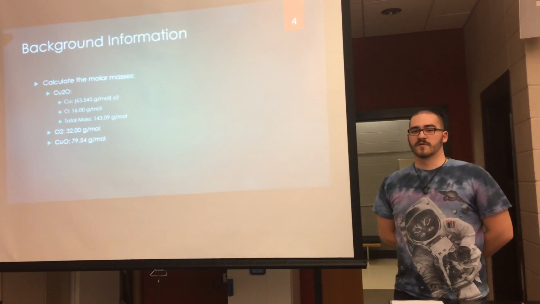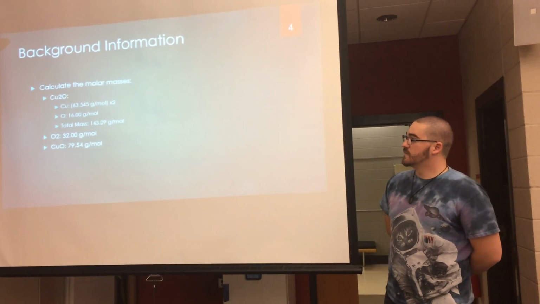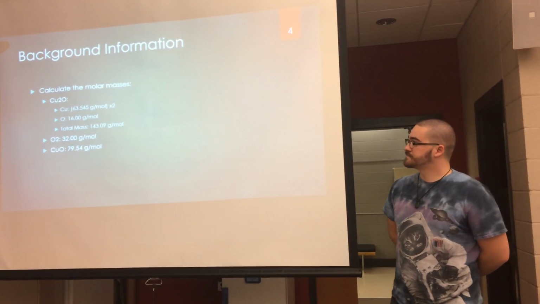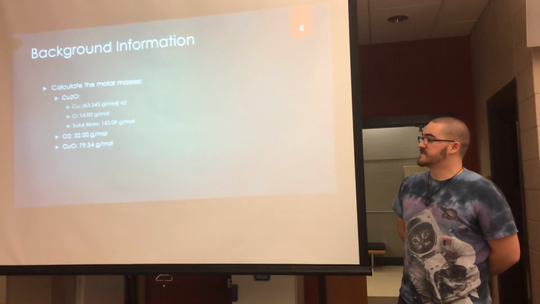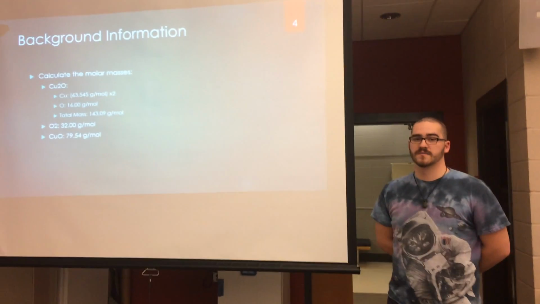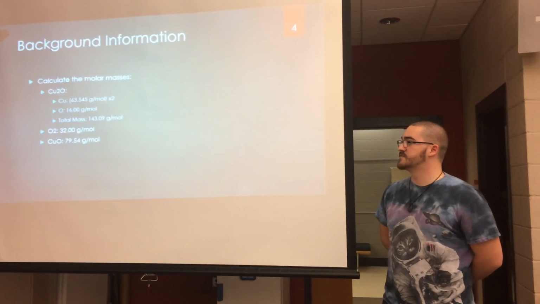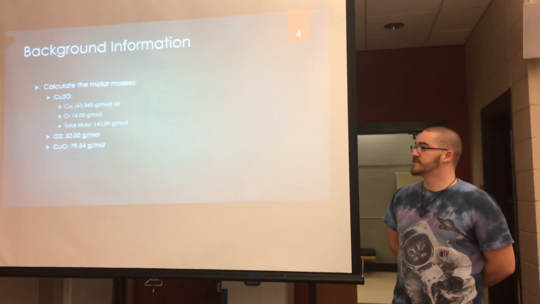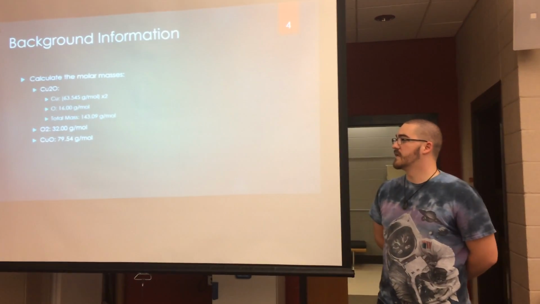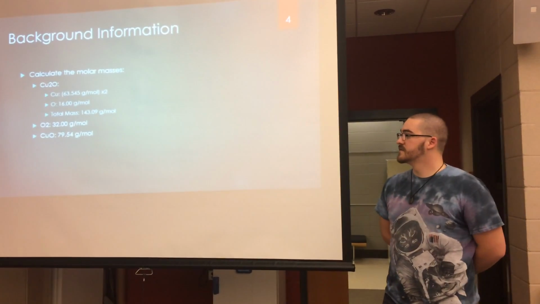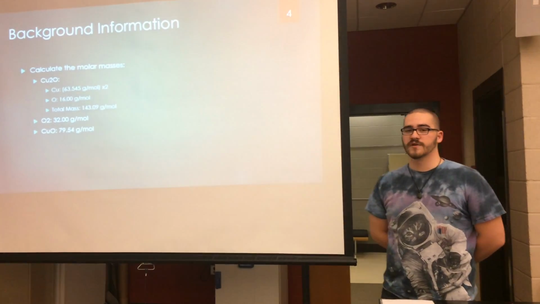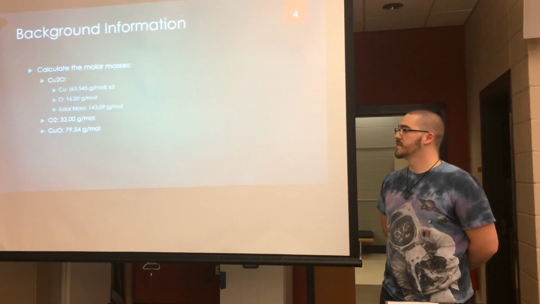To calculate the molar mass of each compound, we will start by looking at Cu2O, which is copper(I) oxide. Copper has a mass of 63.54 grams per mole, and there are 2 atoms of copper in Cu2O. Oxygen has a molar mass of 16.00 grams per mole, and when you add the two coppers and the one oxygen together, you get a total mass of 143.09 grams per mole.